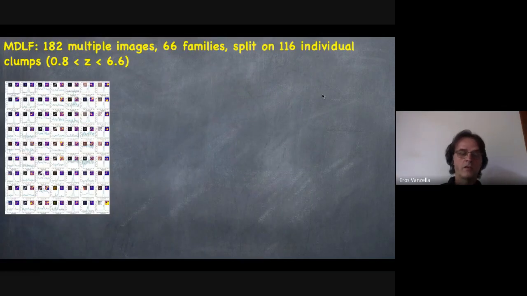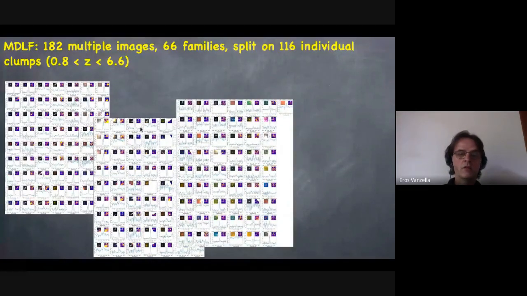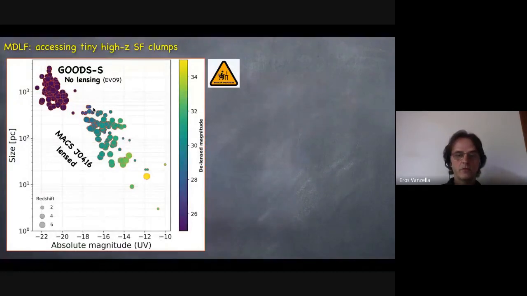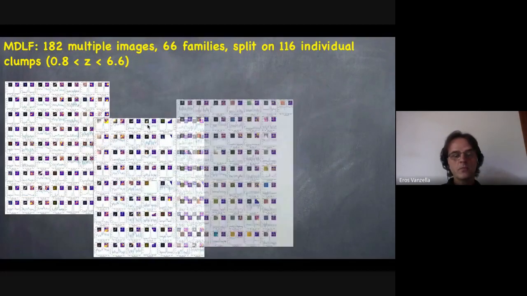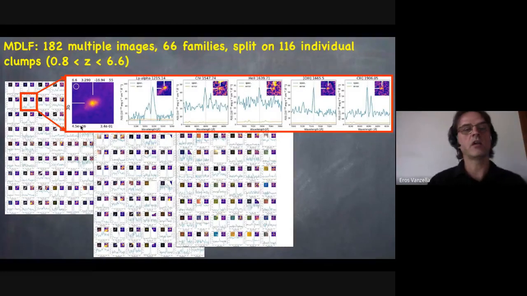So okay, there were three examples, but at the end there are 182 multiple images, 66 families that are split over 116 individual clumps, and here are all images. Of course you can't see details of those, but for each of them we also start to look at the details, extracting the relevant features from MUSE. This is Lyman alpha, this is carbon 4 nebular emission, helium 2, oxygen 3, carbon 3. And for those you can play with magnification, redshift, absolute magnitude. These are the parsec per pixel, stellar mass, and star formation rate.